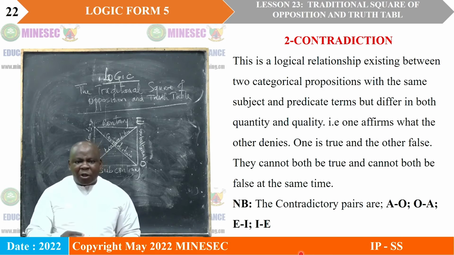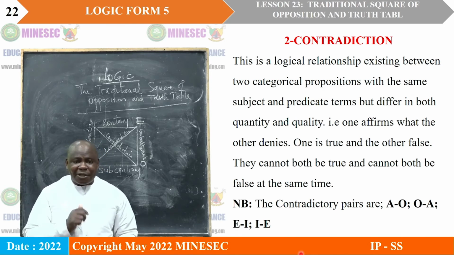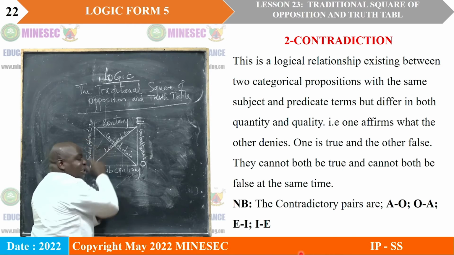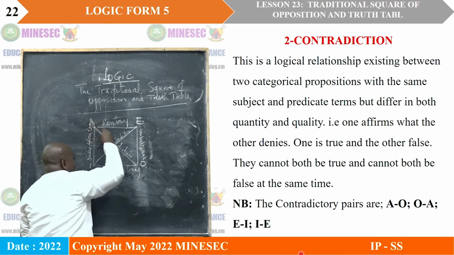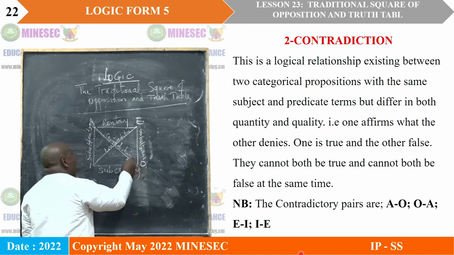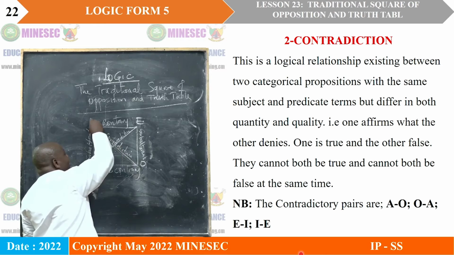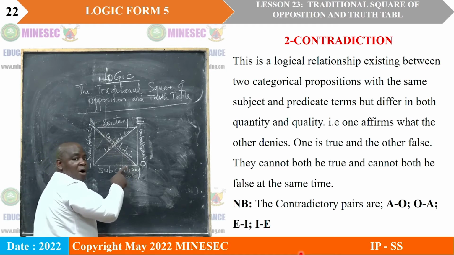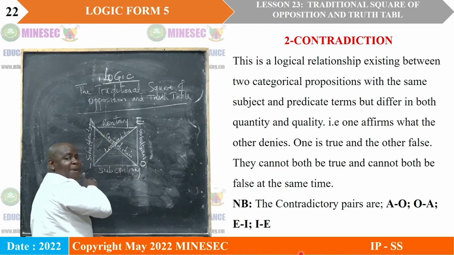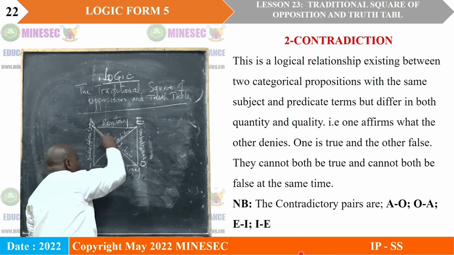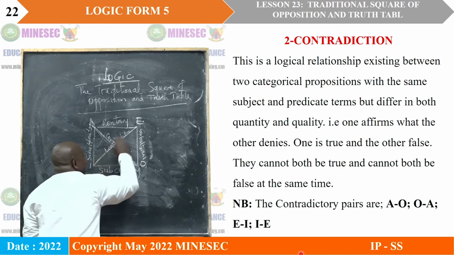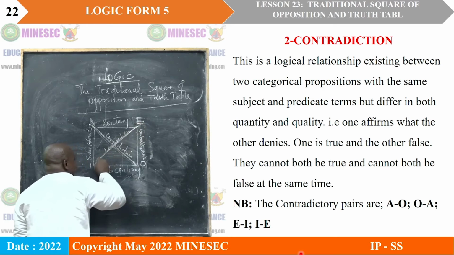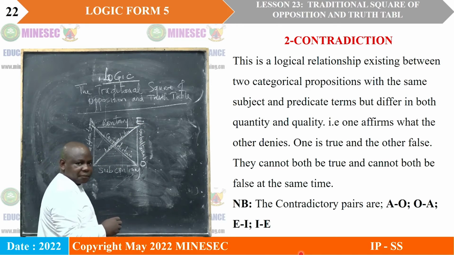In contradiction, both can be true, but both cannot be false at the same time. Therefore, the contradictory pairs are what? The A and O, O and A, the contradictory, both of them must be what? True, but both of them cannot be false. So A, O, O, A, E, I, as well as I and E proposition.